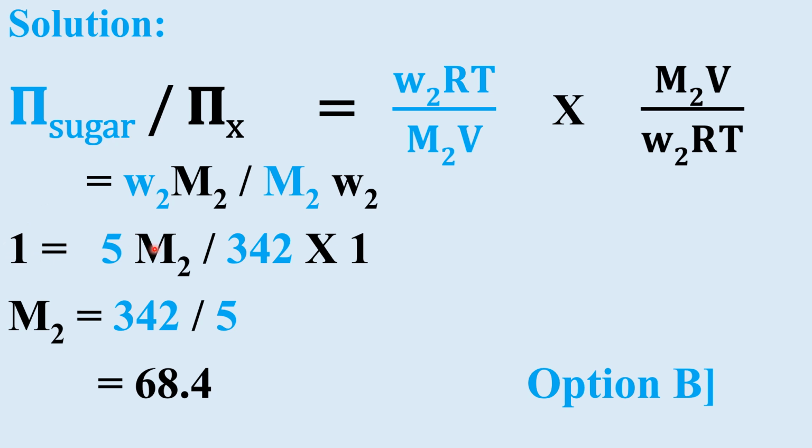So 1 is equal to mass of cane sugar, which is 5 gram, over molar mass of X, M2, which we have to find out. Molar mass of cane sugar is 342, mass of X is 1 gram. Rearranging and working out for M2, we get M2 equals 342 by 5, that is equal to 68.4. Thus option B is correct.